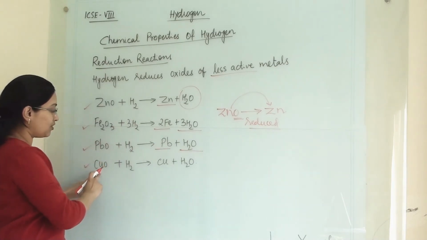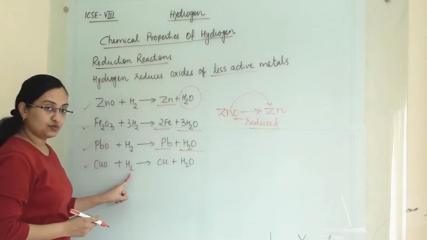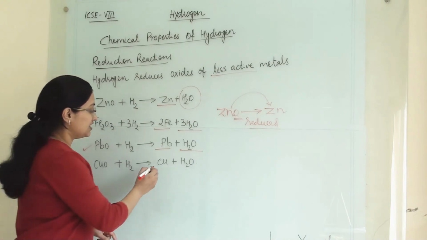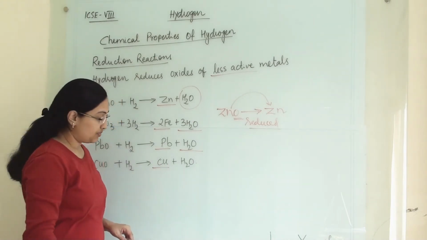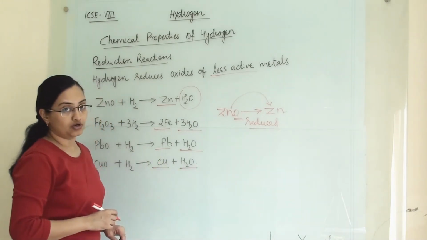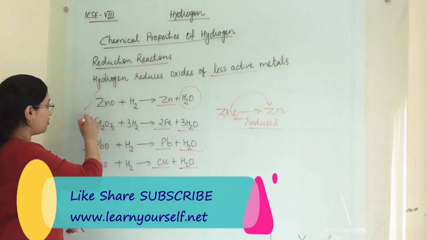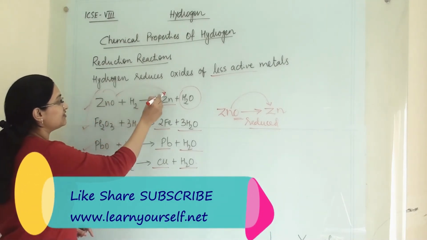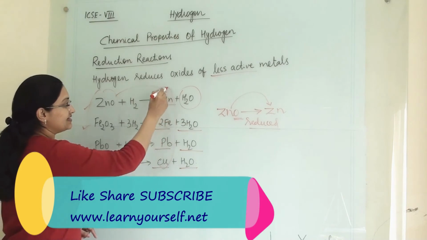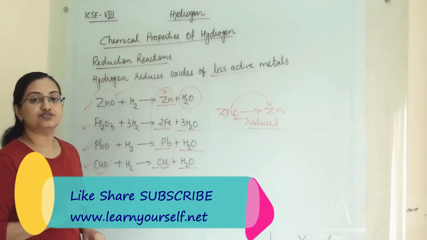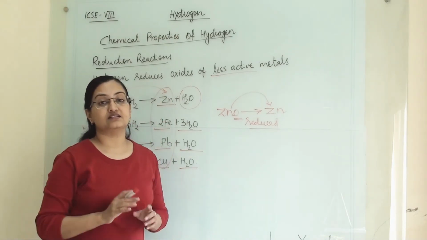Similarly, when copper oxide reacts with hydrogen, it will give us copper metal and a water molecule. So all these metal oxides will reduce to the metal itself. That's why hydrogen gas is termed a reducing reagent.